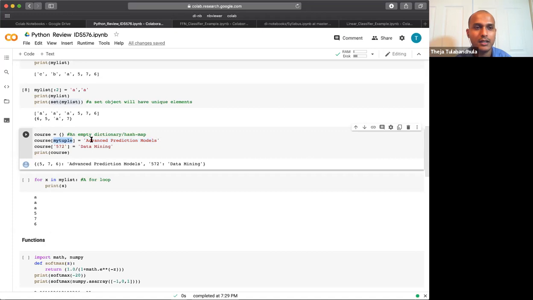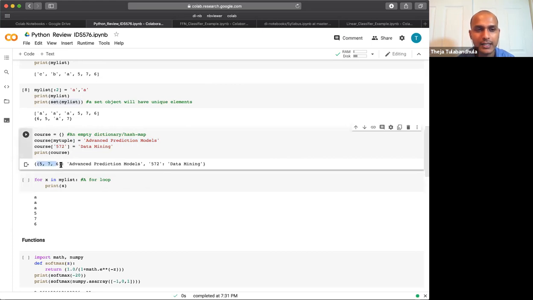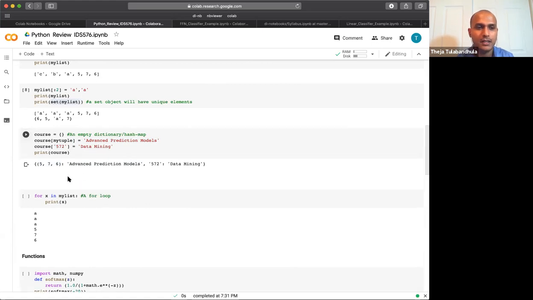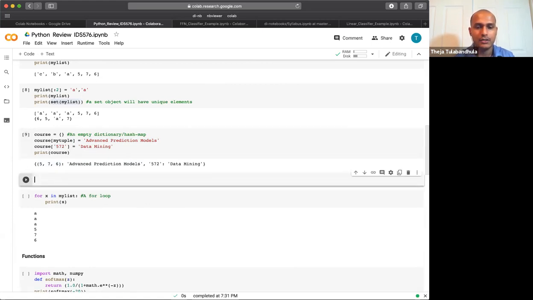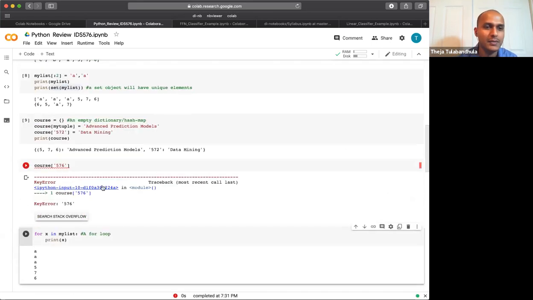For example, here my tuple is the key and the value is advanced prediction models. If the key is, let's say, the string 572, maybe the value is data mining. So you can see that this is the key and this is the value. So course 576. If I ask for this, oh, it's not 576, but 572.